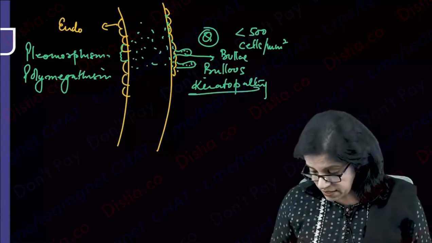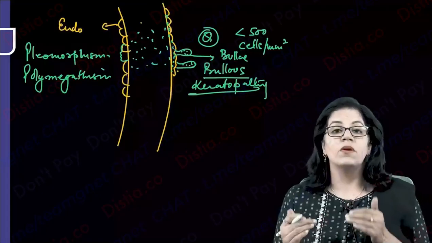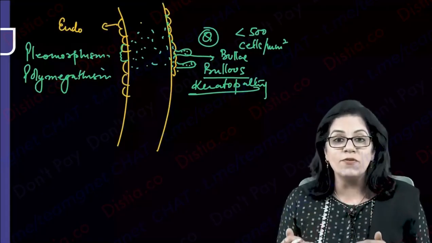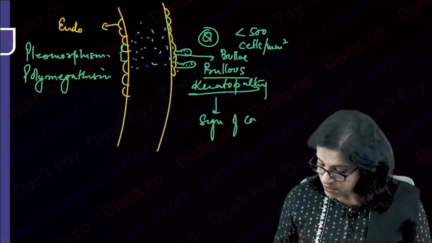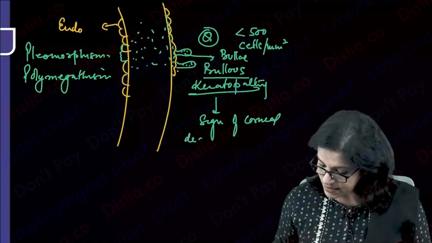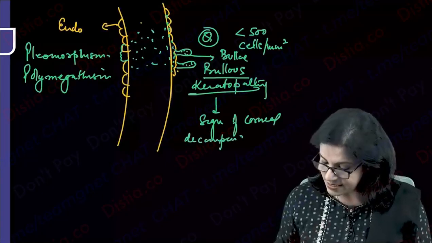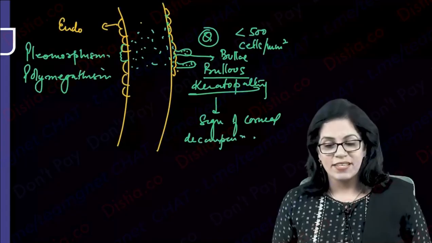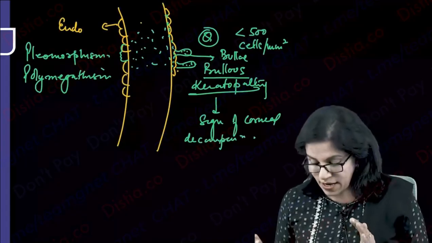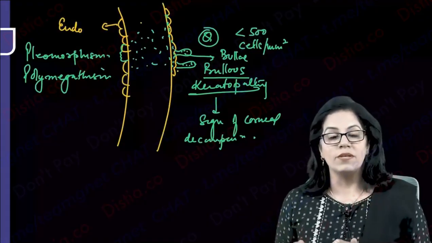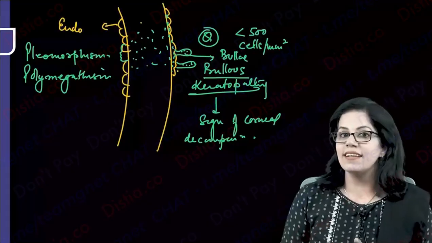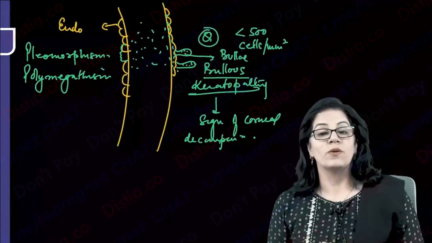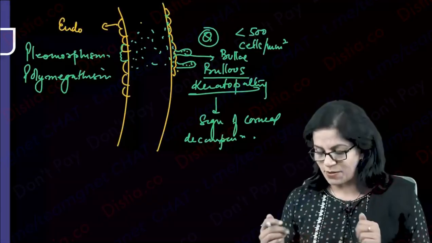And can we now understand and say this, that bullous keratopathy will be a sign of corneal decompensation. It's a sign of corneal decompensation. Correct? Done? Good. So now you know how endothelial cell number is so very important. How do you see that? We'll come to it. Specular microscopy. We'll talk about it shortly.